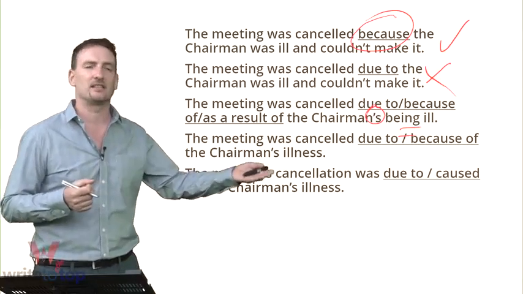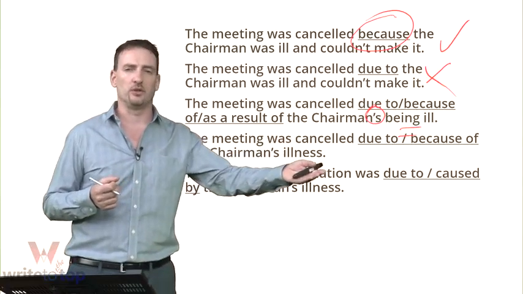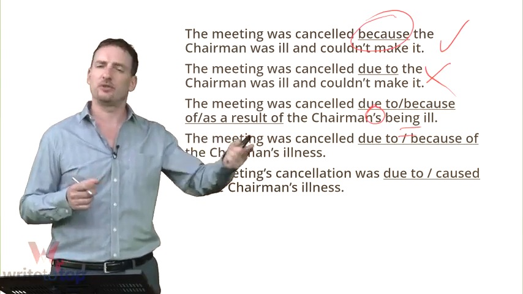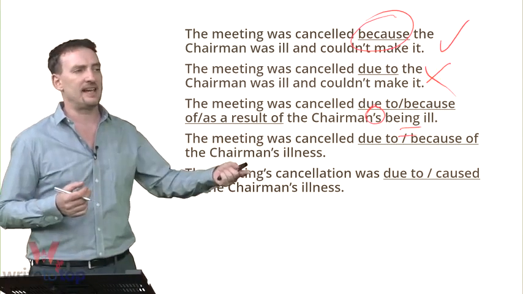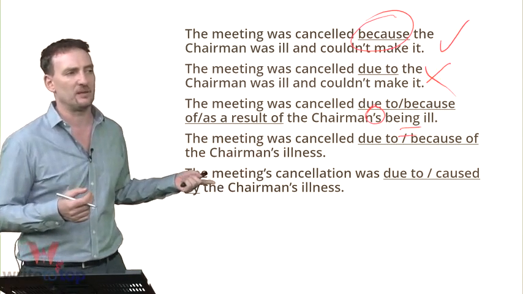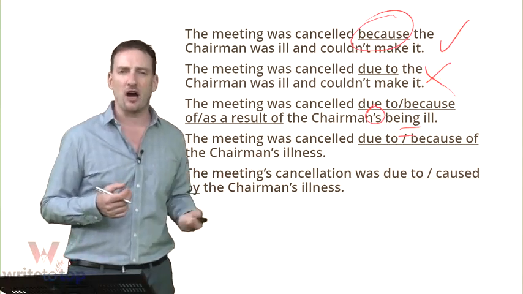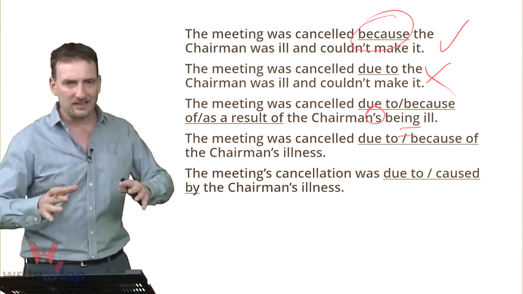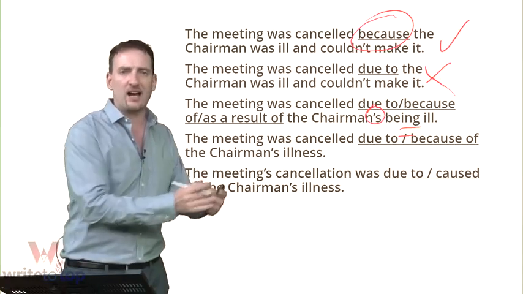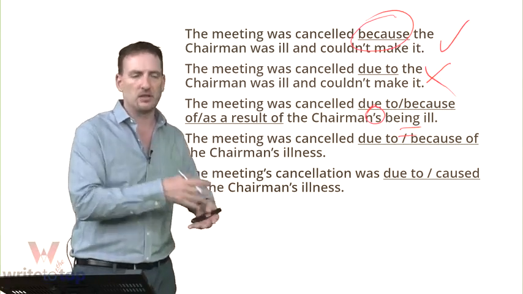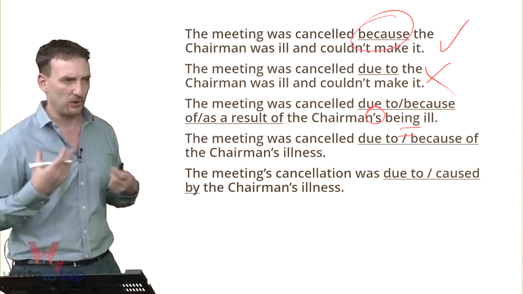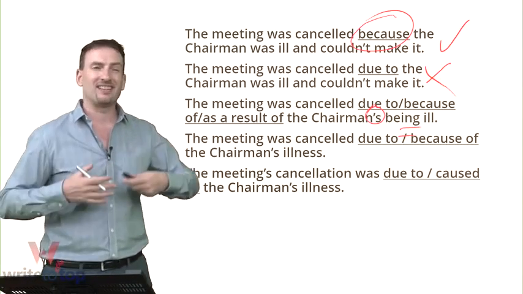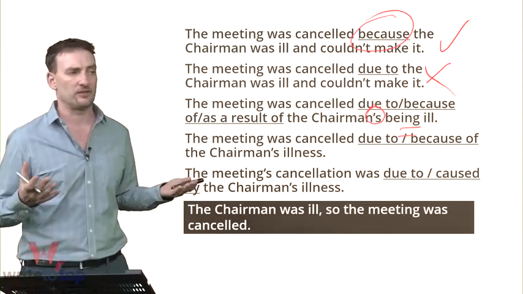The meeting's cancellation was due to. Now, notice that although here was canceled due to is acceptable, the meeting's cancellation was because of the chairman's illness, most people would not use this because I don't have any verb to modify. So technically, due to with noun, because of with verb, but with the verb you can use both because it's very commonly used. If you're not 100% sure, and if you want other alternatives, there's always other options.